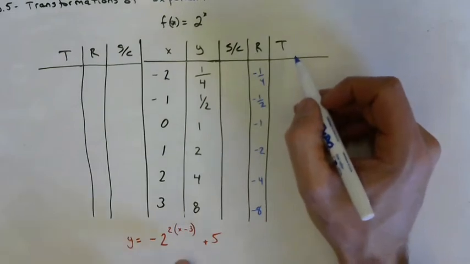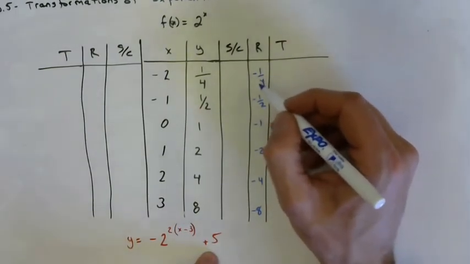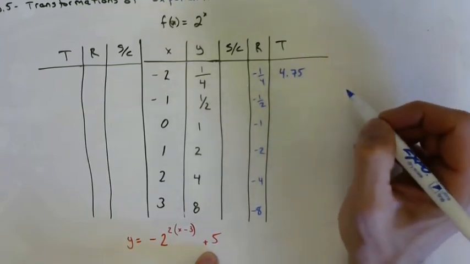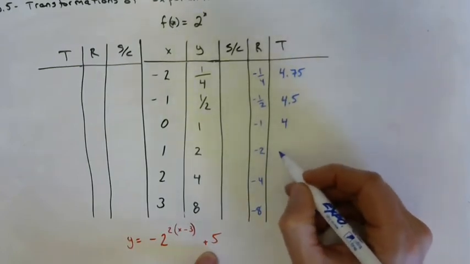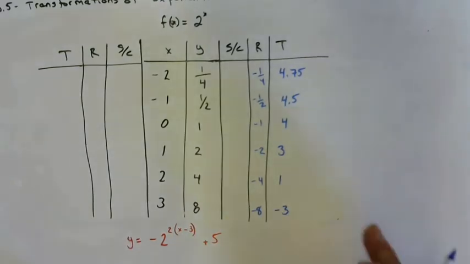And translation vertically is going to be up 5. So this is negative 1/4 or negative 0.25. It's going to be positive 4.75. It's going to be positive 4.5. It's going to be positive 4, positive 3, positive 1, negative 3. I realize I'm not giving you time to think about that. I'm just getting it down.